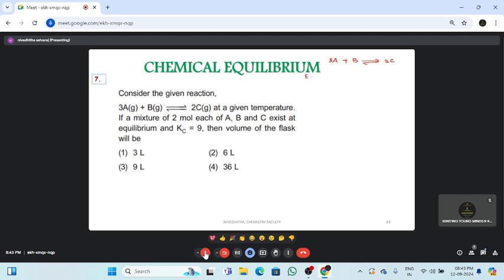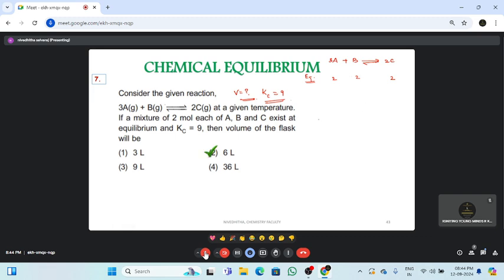And when the system is at equilibrium, the number of moles of A is 2, the number of moles of B is also 2, and the number of moles of C is also 2. So 2 moles of A, 2 moles of B, and 2 moles of C were present at equilibrium. Okay. And they're asking us to find the volume of the flask. We have to find the value of V. And we are provided with the value of Kc, that is the equilibrium constant in terms of concentration, which is 9.